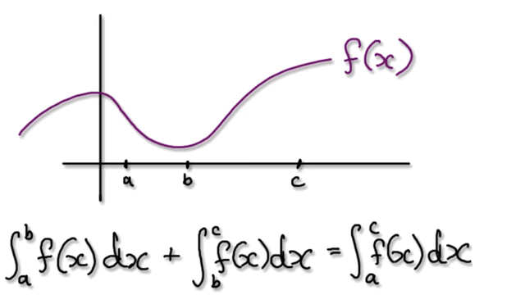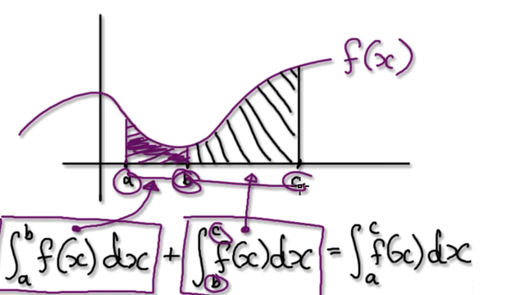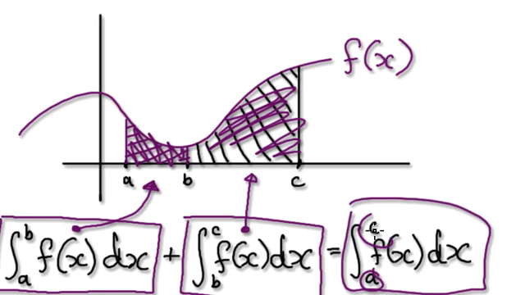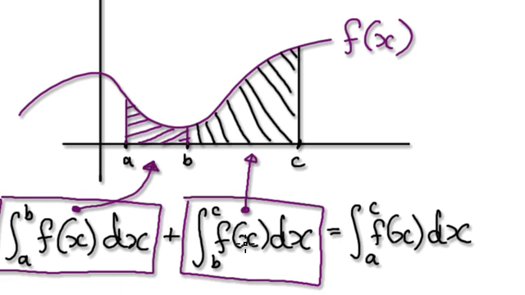So it's kind of obvious. This area here is from A to B. If you get this area plus the area from B to C here, then that's the same as from A to C. It's kind of obvious. I hope you can accept that.